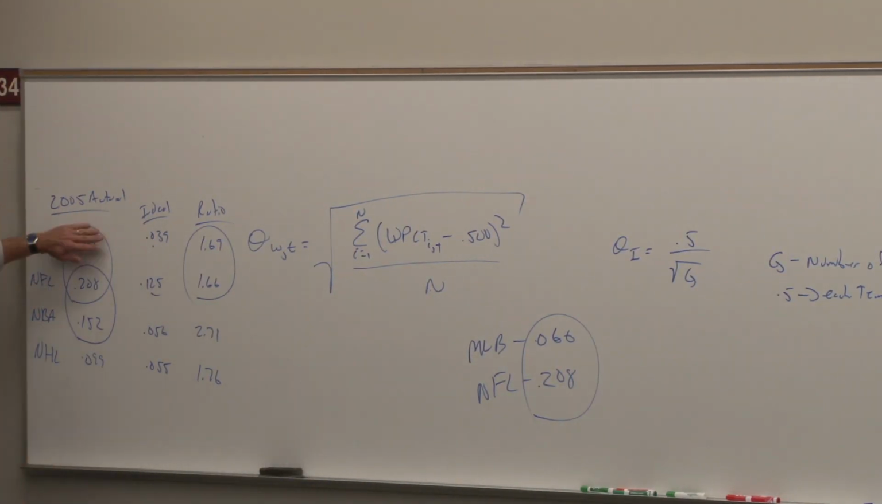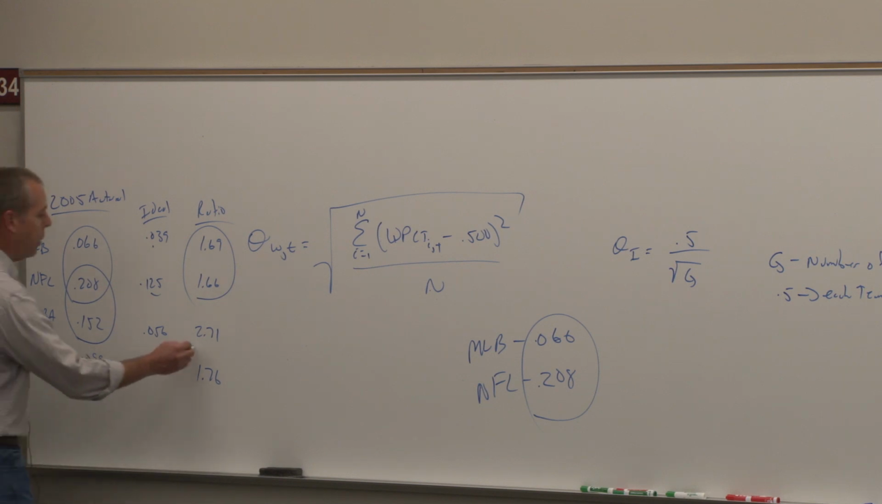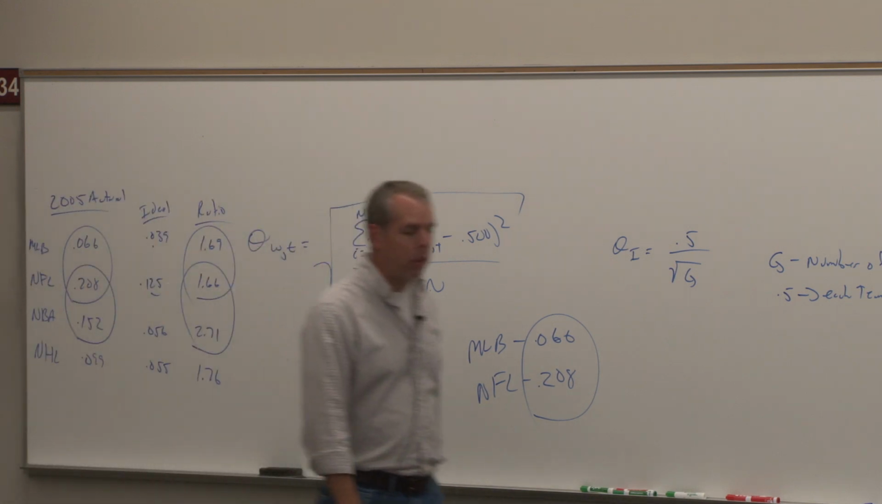What's this tell you, looking at just those 2 numbers? More variance in the NBA. Yeah. The NFL has a lot more variance. They're more competitively imbalanced than the NBA. But when we look at these, what do we see?